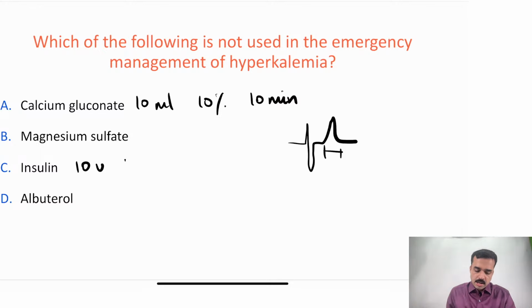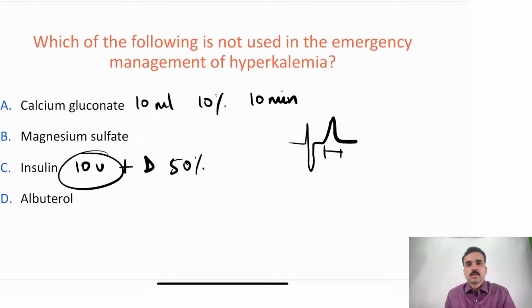So that is why you need to add it to dextrose if the blood glucose levels are normal or on the lower side. So add it to dextrose, 50% or 25% dextrose, and give it. But the main thing you want is the insulin to act. So this is one of the faster acting medications for lowering potassium levels. But the fastest acting would have to be salbutamol.